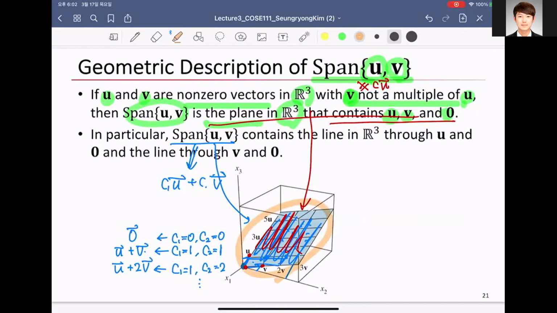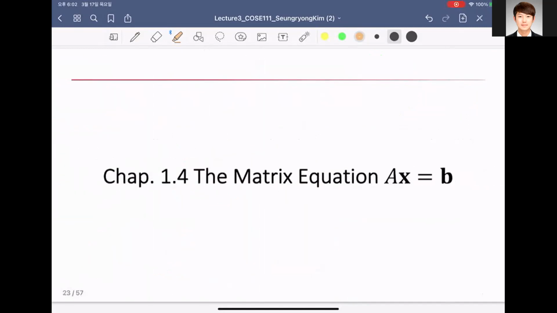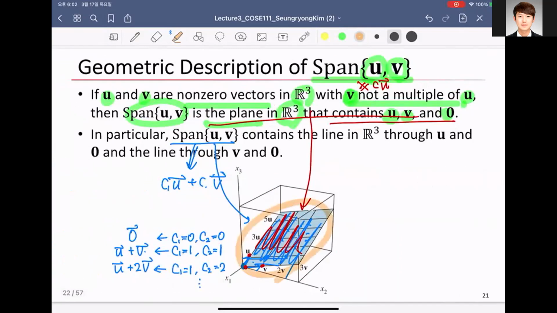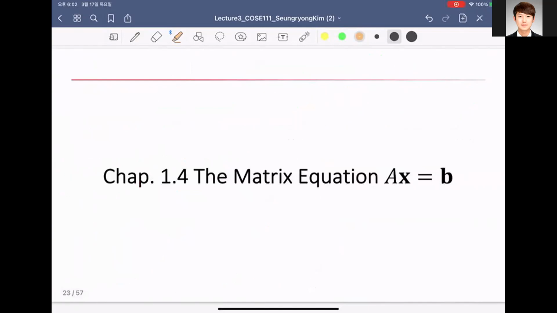아이고, 설명 너무 길게 했네. 10분 넘게 했네. 자, that's the end of chapter 1.3.